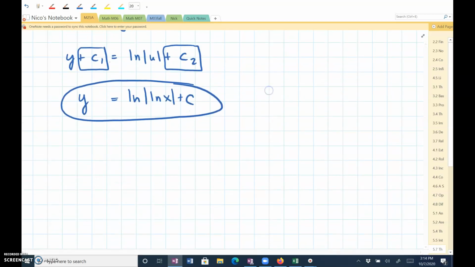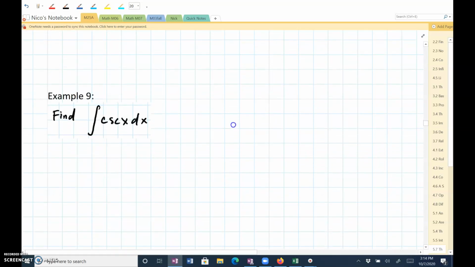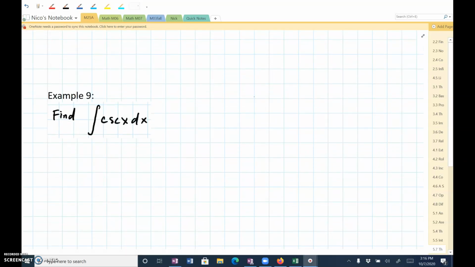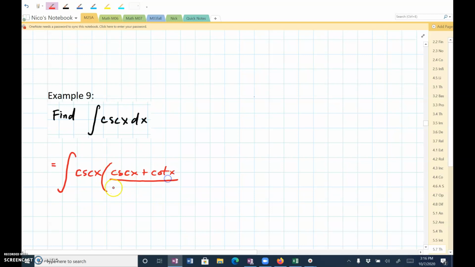Okay. Let's look at the next one. Alright, for this one, we're going to find the integral of cosecant x dx. So this one we have to do a trick. We have to multiply this by 1. So we're going to take cosecant of x and then multiply this by cosecant of x plus cotangent of x all over cosecant of x plus cotangent of x dx. This is the same thing as 1.